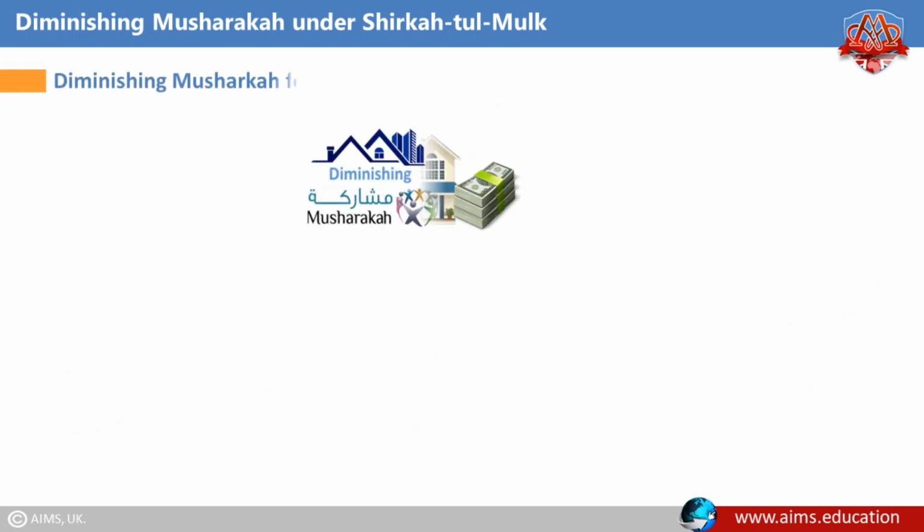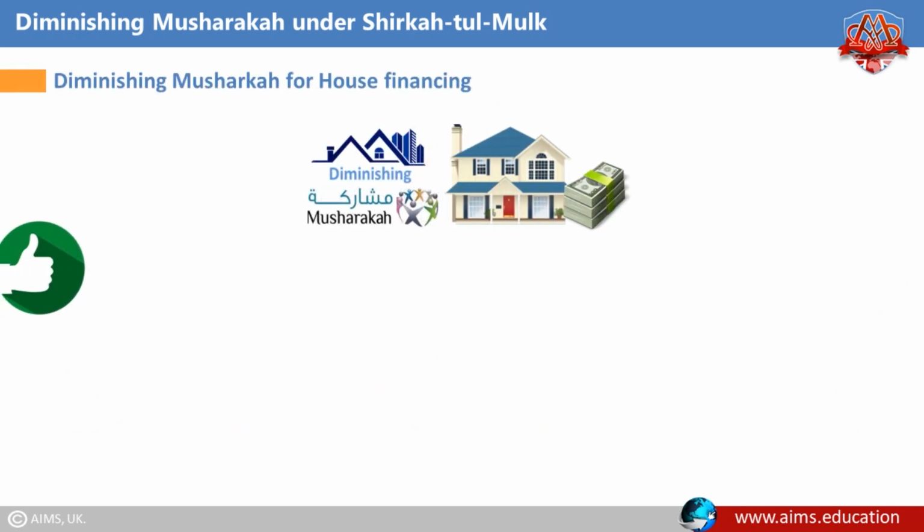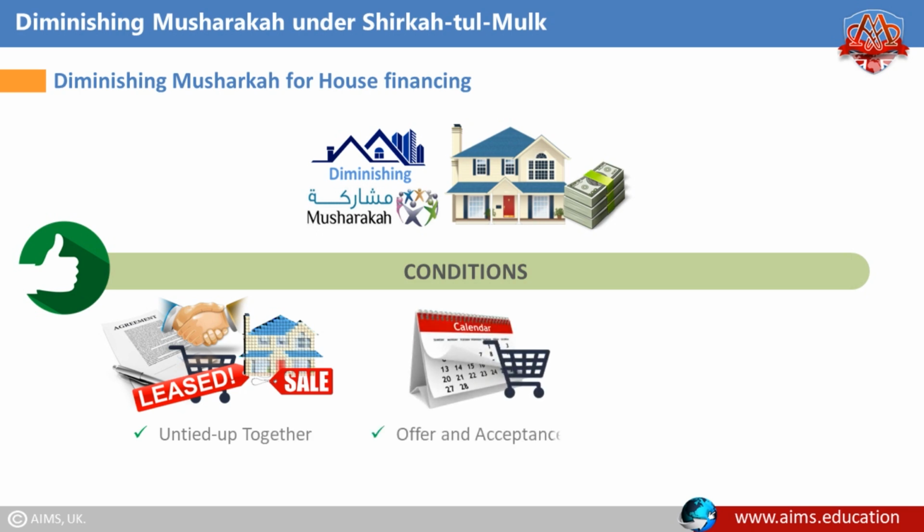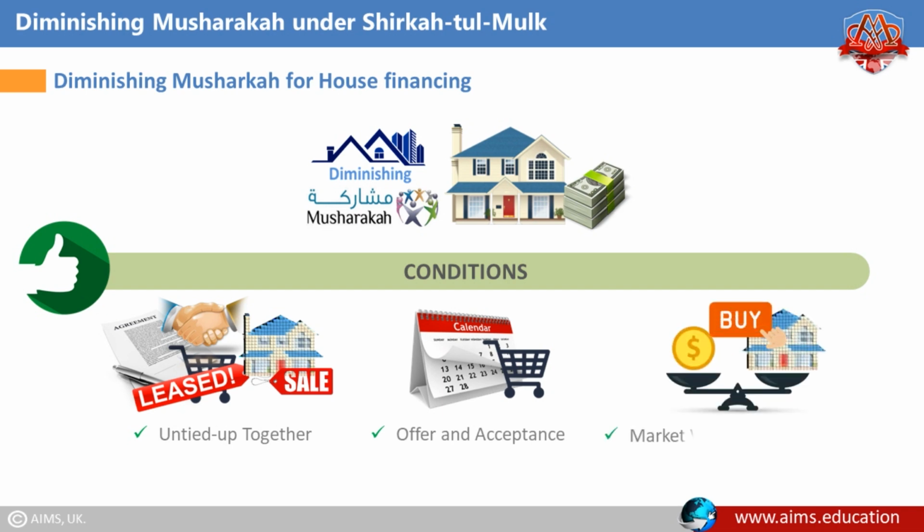Diminishing musharakah for house financing. It is allowed under these conditions. The agreements of joint purchase, lease, and selling of units should not be tied up together. At the time of purchase, the sale should be effected through offer and acceptance, and it is preferred to purchase each unit at market value. However, an agreed price is also permissible.